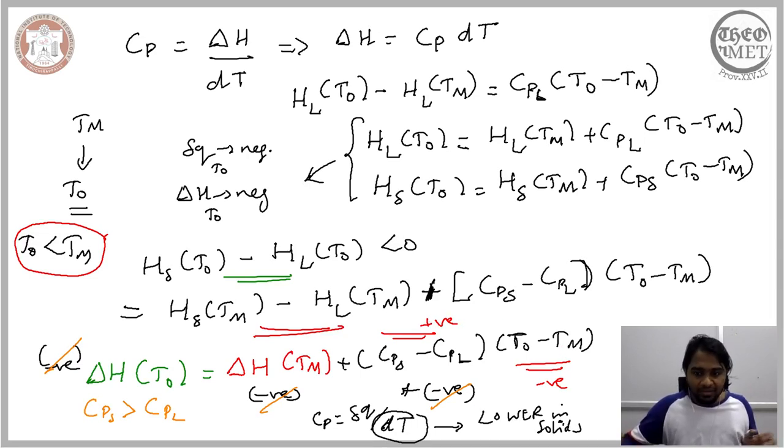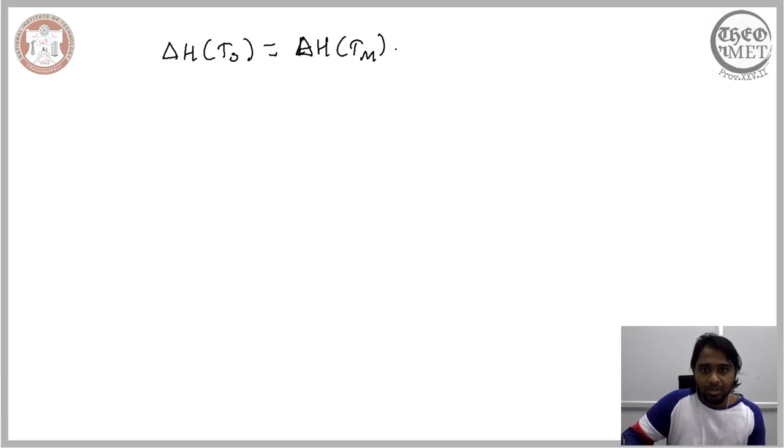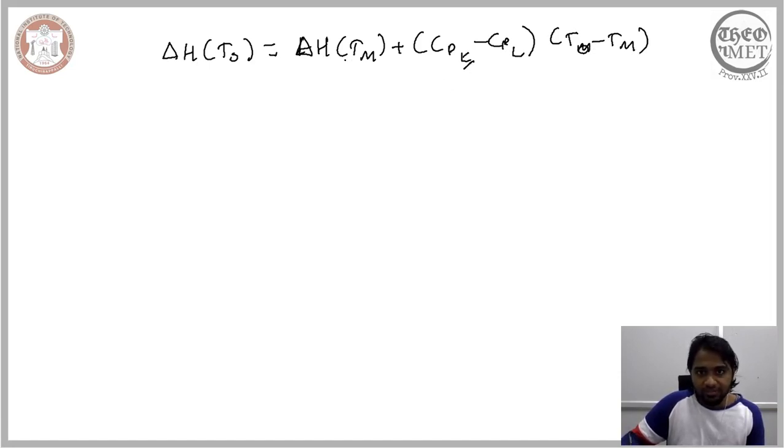So what we have arrived at is that delta H, the change in the enthalpy at lower temperature, is equal to the change in the enthalpy at higher temperature plus the difference in the corresponding heat capacity and the temperature change. So this term is negative, this term is negative, and this term is negative. All the negatives can be removed and made positive, and this relation shows that delta H at T0 is greater than the delta H at Tm.